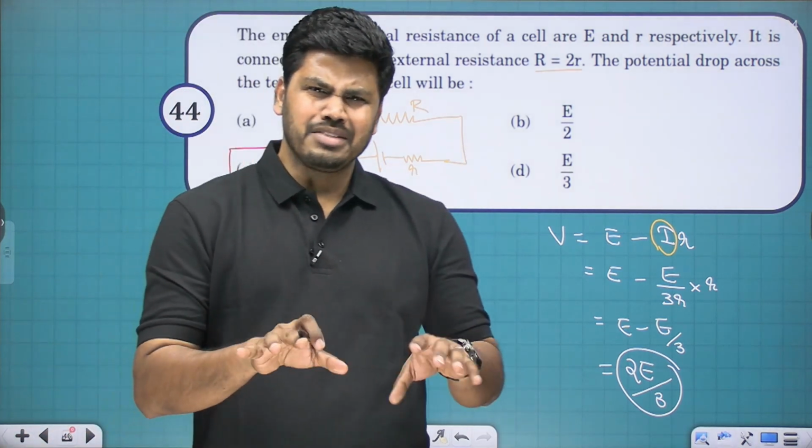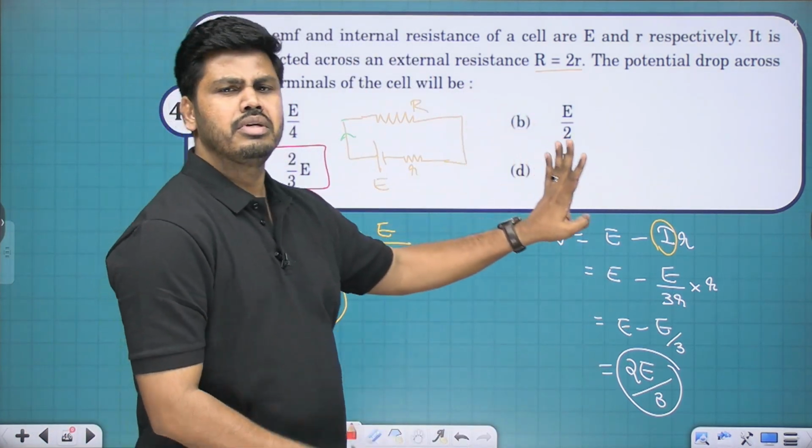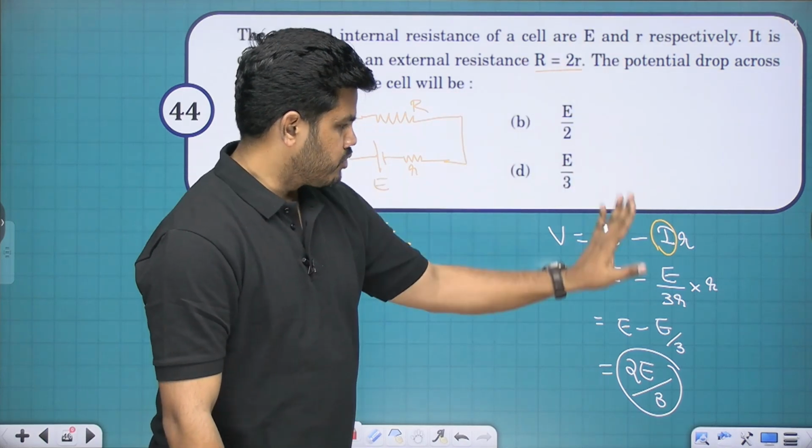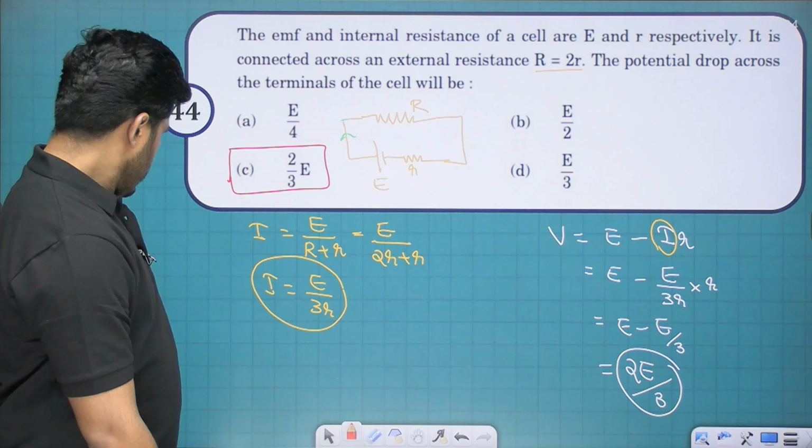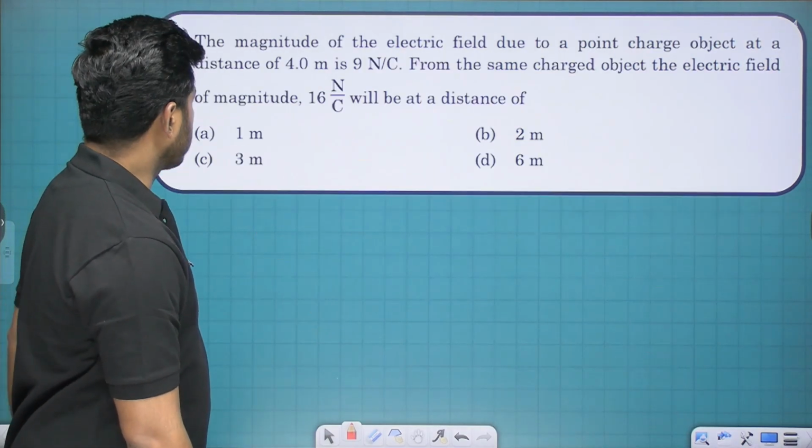Okay, so basic question only, right? There is no twist, nothing is given. Most of the information was given in the question. We have to just substitute and simplify. Okay, question number 45.